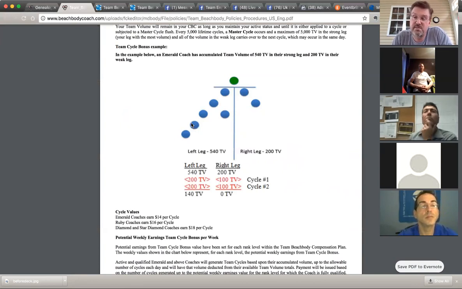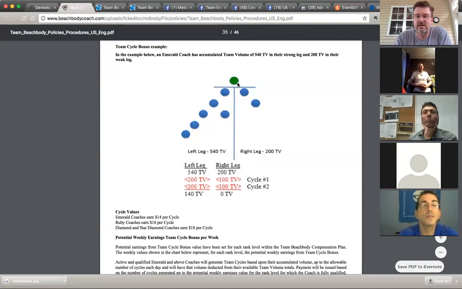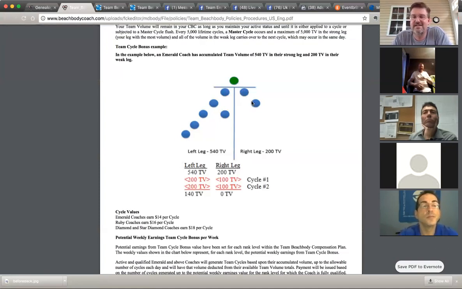Now, they are not your personally sponsored coach, so they don't help you rank advance, but all their volume and all their team's volume counts towards your cycle bonuses, okay? So in this example, let's say you're an Emerald coach and you have 3 coaches. You have 1 on the left side and 2 on your right side. The only person that places coaches on your weak side, your right side in this example, is you. You have to build your weak side. We also call that the inside leg. I'm getting myself confused. Okay, so you are the green dot. On your inside leg, the only person that places coaches there is you.